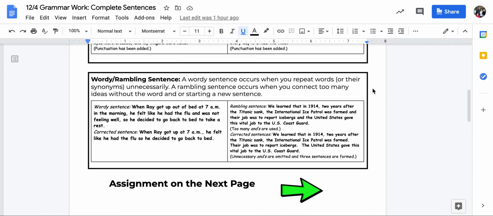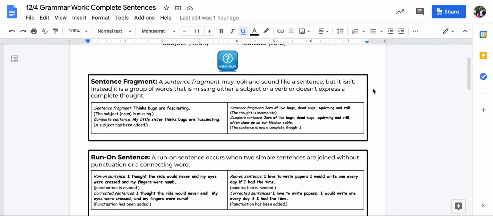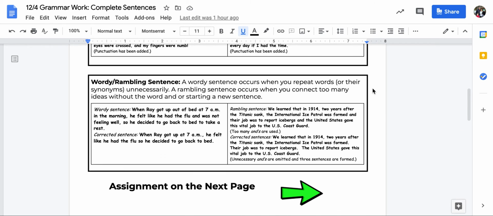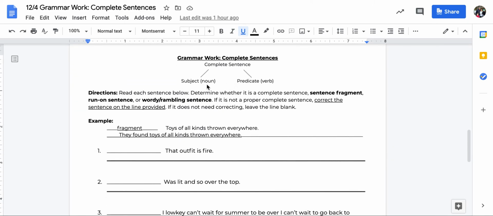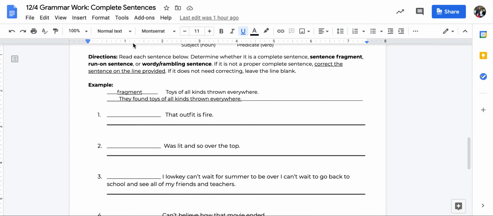Okay, so now that you know about wordy, rambling sentences, run-on sentences, and sentence fragments, you're going to go to the actual assignment, which is right down here. Maybe I should have an arrow that points down. Again, a complete sentence is a subject and a predicate. So what you're going to have to do, it says read each sentence below, determine whether it is a complete sentence, a sentence fragment, a run-on sentence, or a wordy rambling sentence. If it is not a proper complete sentence, correct the sentence on the line provided. If it does not need correcting, leave it blank.